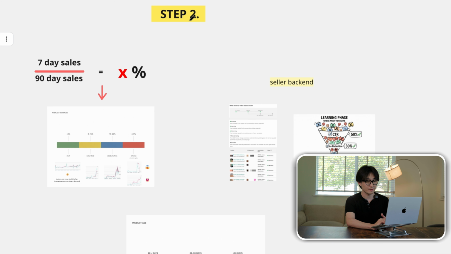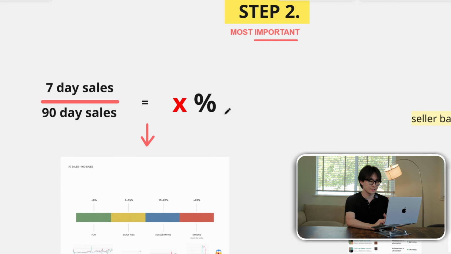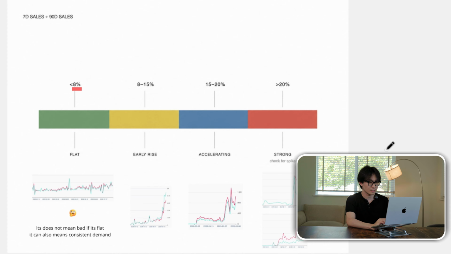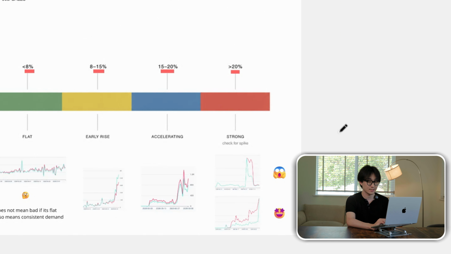And step 2, this might be the most important metric for the whole system. This 7-day sales divided by 90-day sales tells me how concentrated the product's sales are in the most recent week. A high ratio is an acceleration signal, but we still need to check the daily chart, because that confirms whether the trend is actually rising. Under 8% is probably not accelerating. 8 to 15% is normal or starting to rise, and 15 to 20% is clearly accelerating. And over 20% means strong acceleration. We just need to make sure it's not a 1-day spike.